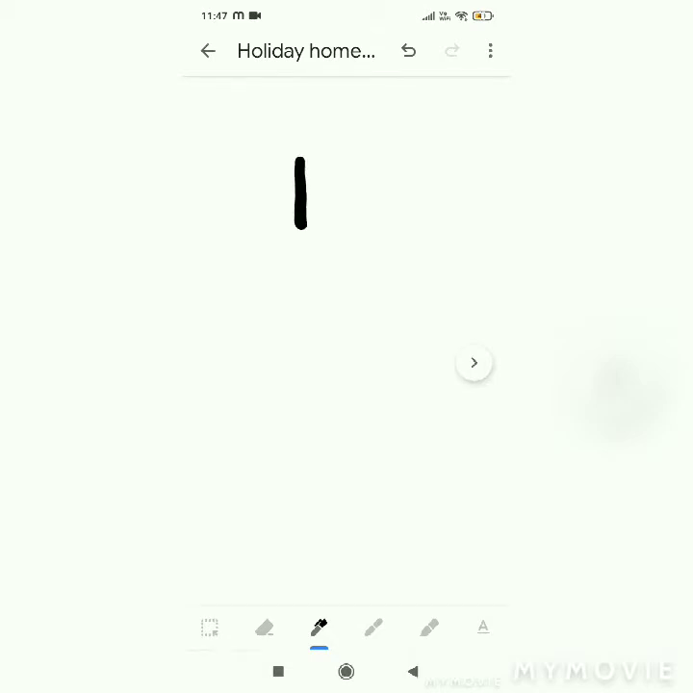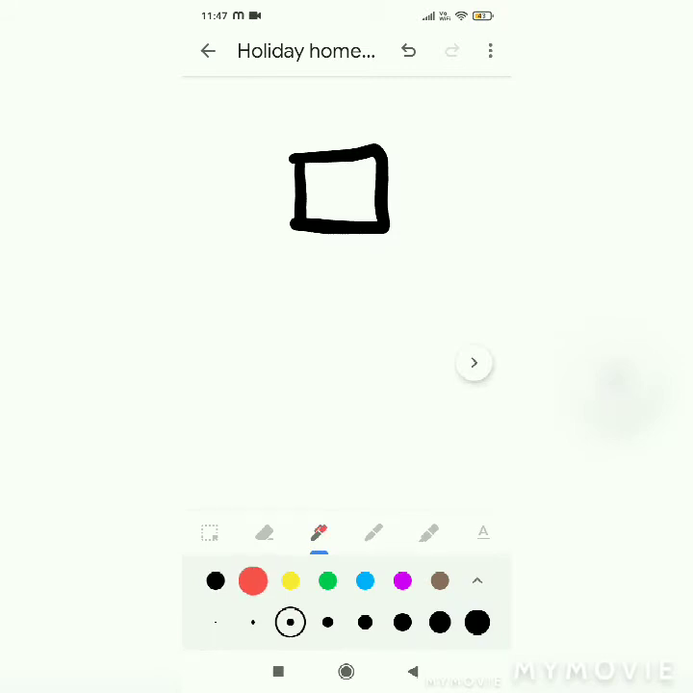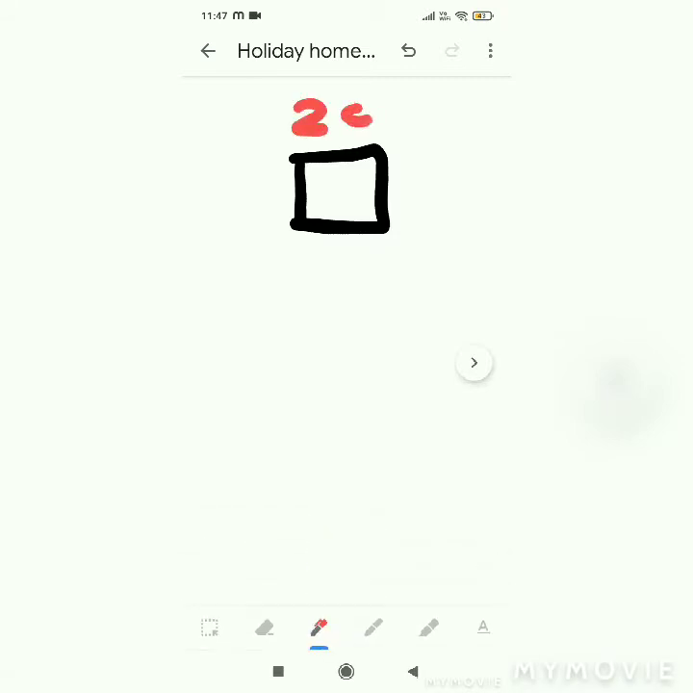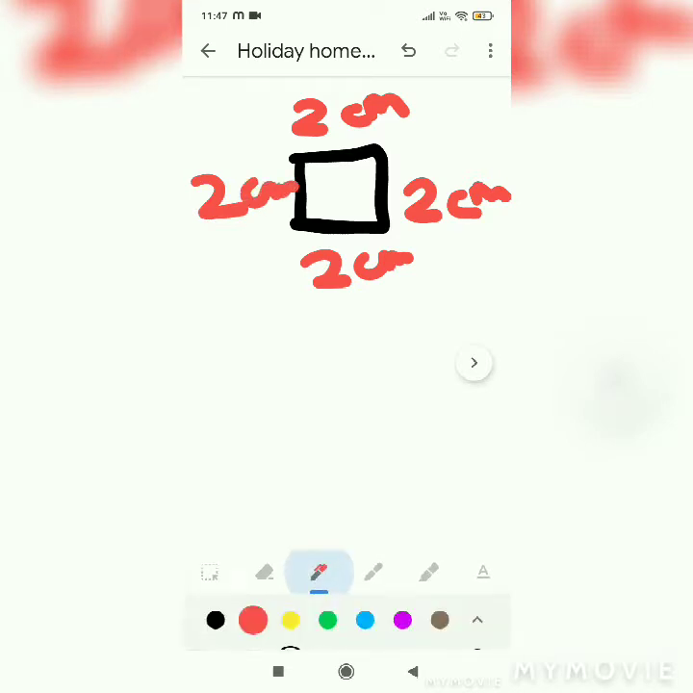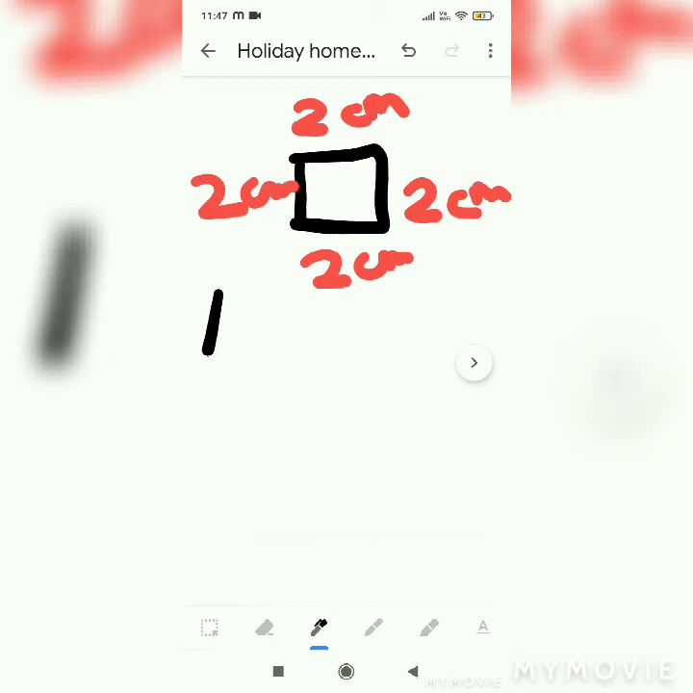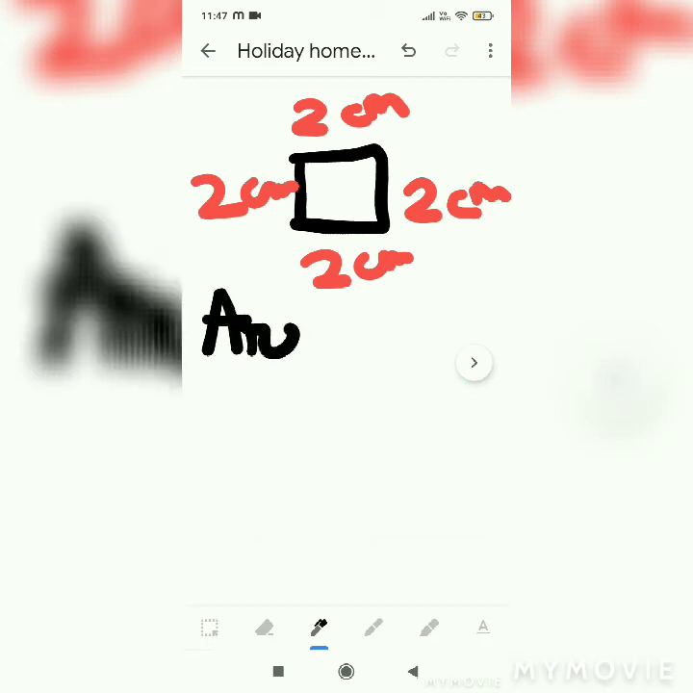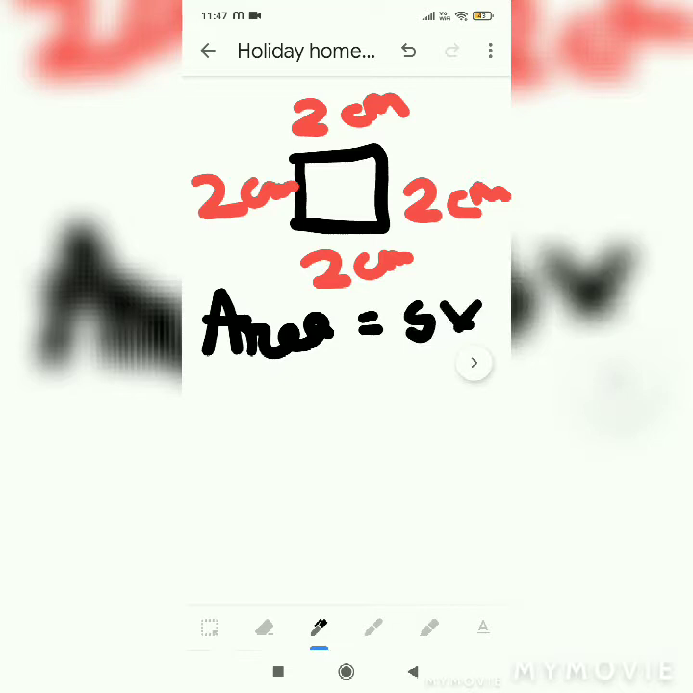Suppose here I am drawing a square and giving its sides as 2 centimeter, 2 centimeter, 2 centimeter, and again 2 centimeter. Now I am set to take out the area of the square. So what is the formula you have to use? The formula to take out the area is side into side.